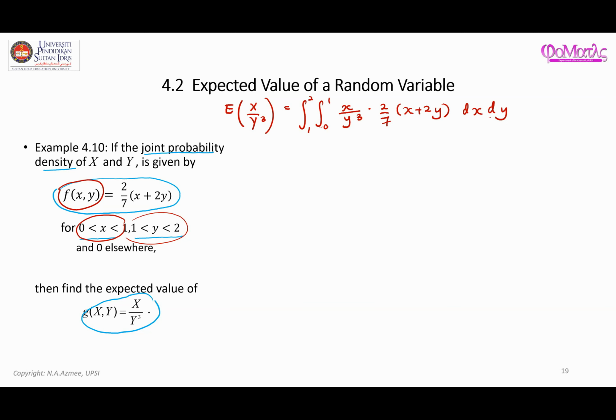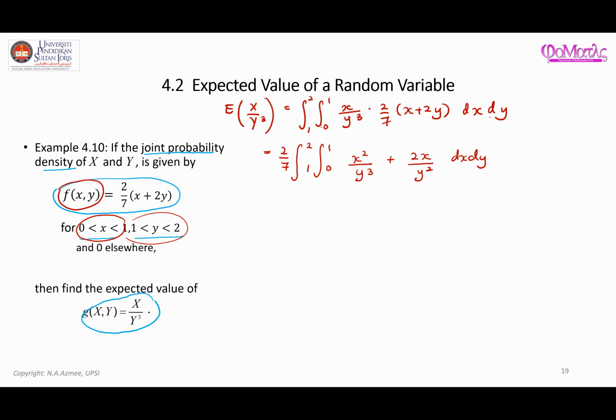Right, clearly you can see that 2 over 7 here is a constant, so if it is a constant, then you can take it out. So here we have 2 over 7. And then what we can do is consider multiplying this term with x. So you have x squared over y cubed, and then you multiply this one with this. You will have 2x and then y squared, and then this is dx dy.